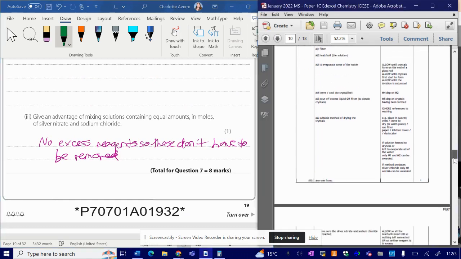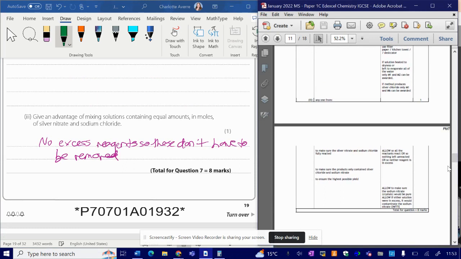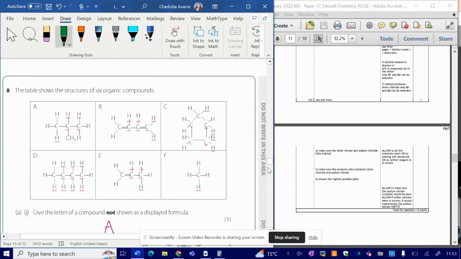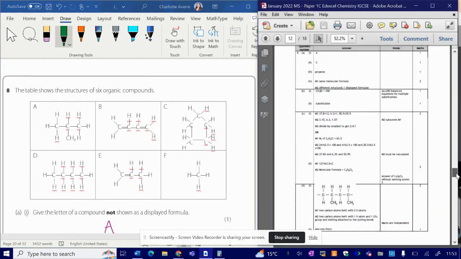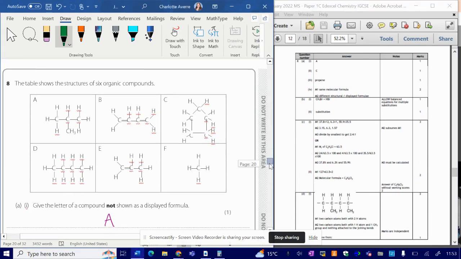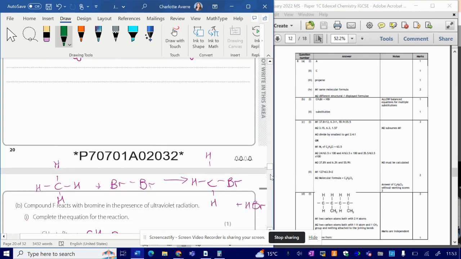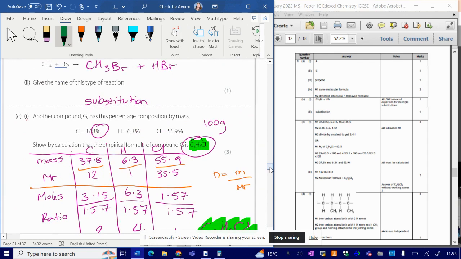And what is the advantage? To make sure they're fully reacted. So all the reacted. Okay, so neither reagent is in excess. Same thing. Okay, go down. Good. A, C, propene. Same molecular formula, different structural formula. All fine. We've got our equation, which is good. Substitution, which is good.